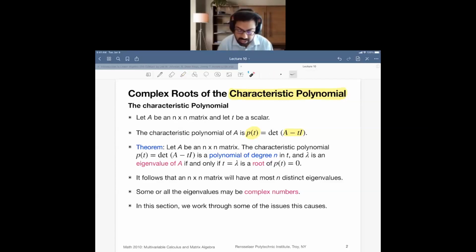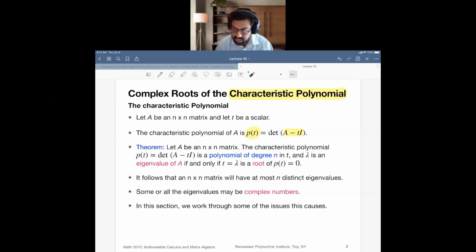Now, if the size of the matrix A is n by n, a square matrix of size 4 by 4 or 5 by 5, then the polynomial is going to be of degree n. So if you have a 4 by 4 matrix A, the characteristic polynomial is going to have a degree of 4. And every root of that characteristic polynomial is going to be an eigenvalue of A. It could be real, it could be complex. But we know that at most you can have n distinct eigenvalues.